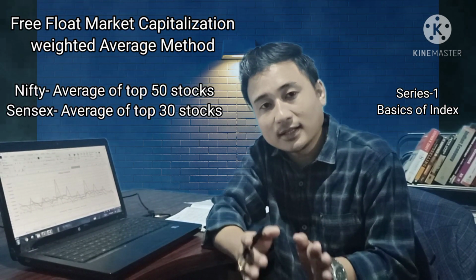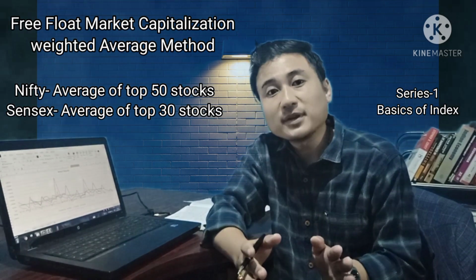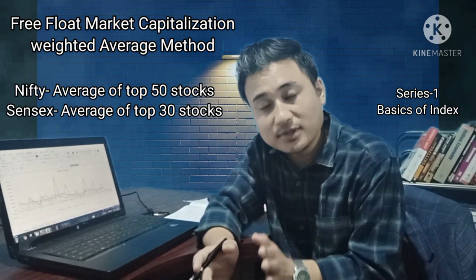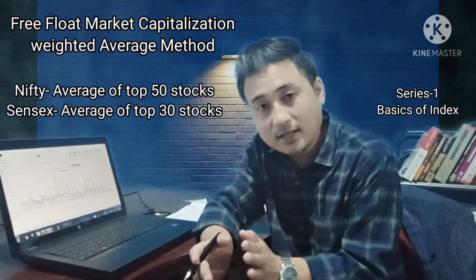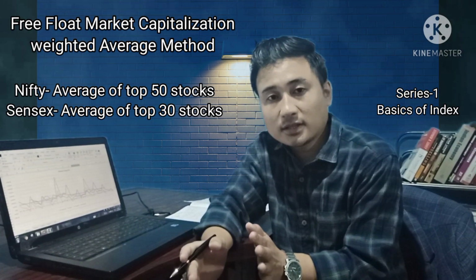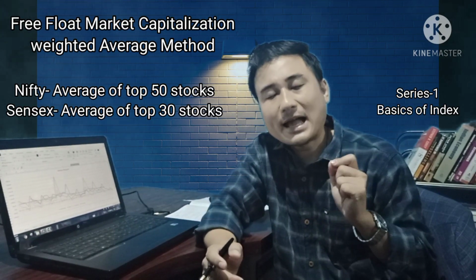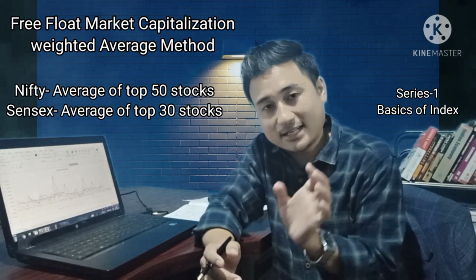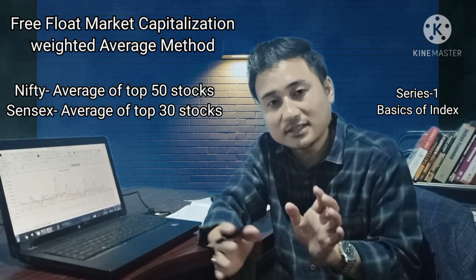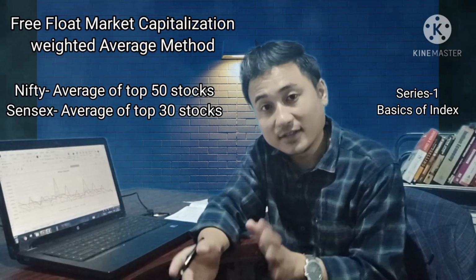So Nifty 50 is the average of the top 50 companies' share prices, and Sensex, which represents the Bombay Stock Exchange, is the average of the top 30 companies listed on the Bombay Stock Exchange. So it is just a simple average, but the calculation is a little bit different, because I have already told you about different types of averages. This is the average known as the weighted average.